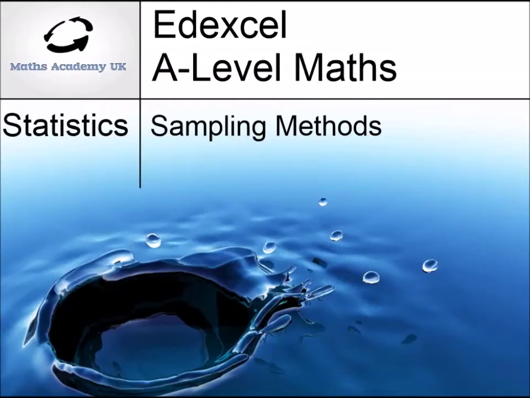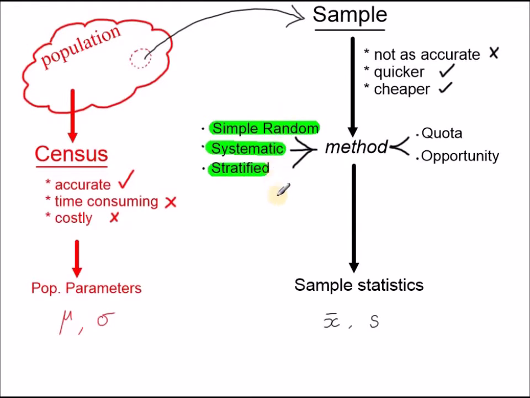Sampling methods, Part 1. These three sampling methods all use an element of randomness in the selection process. We look at these three in Part 1. In Part 2 we look at quota and opportunity sampling, which involve no random process.